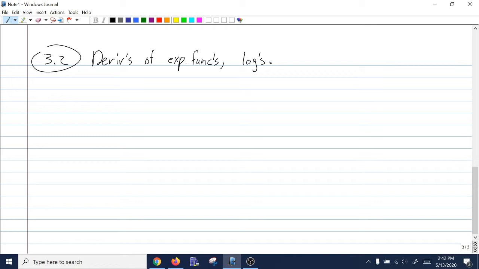Let's keep moving into 3.2, which is about derivatives of exponential functions. And logs. Let's write down three functions. Just like last time, I made some charts and said let's compute some derivatives, and pretended that I had a class full of students to compute those derivatives, but I just wrote them down.